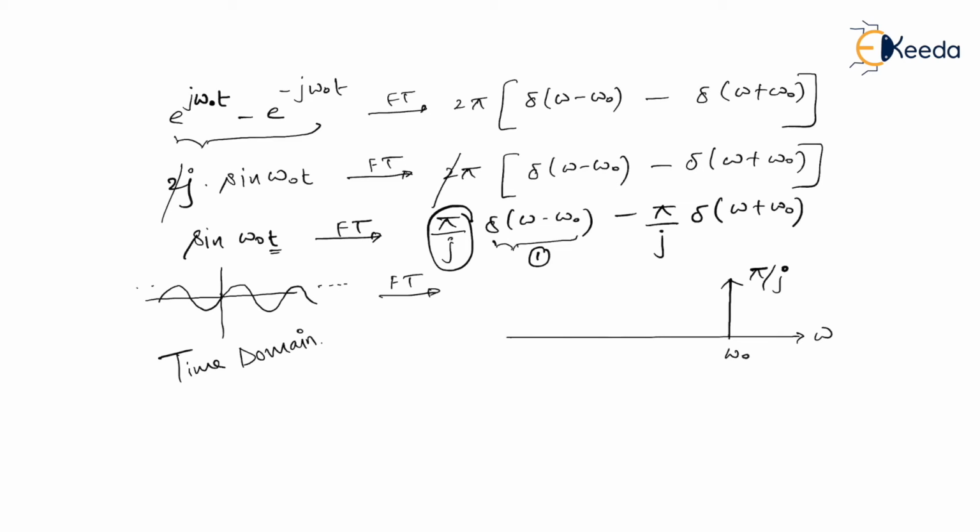and we have one more impulse function present at omega equal to minus omega naught. So this is the second impulse function I'm saying, that is del of omega plus omega naught. It means it is present at minus omega naught. Since we have a negative coefficient over here, I can draw the impulse function like this with negative area, minus pi by j. So this is a frequency spectrum.